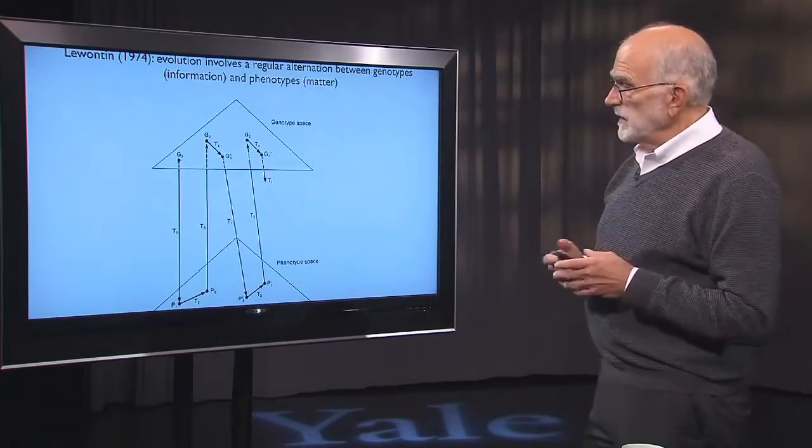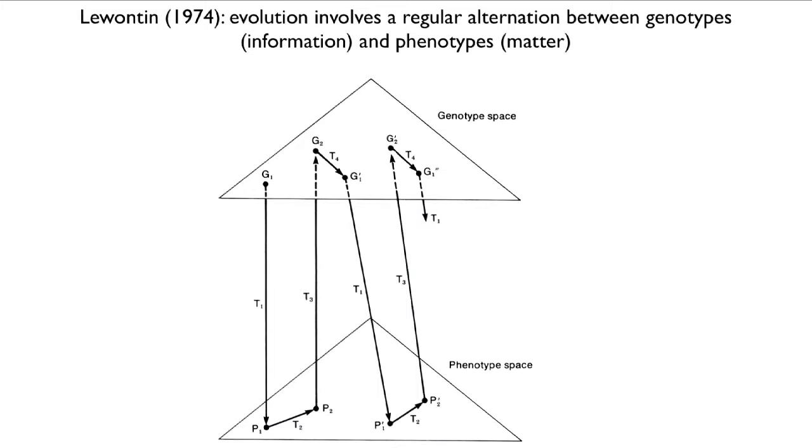And here is an abstract way of trying to visualize what's going on. We owe this to Dick Lewontin from his 1974 book. And what he pointed out is that evolution involves a regular alternation between what he called a genotype space and a phenotype space. Those are abstract concepts. You can think of the genotype space as information and the phenotype space as matter.